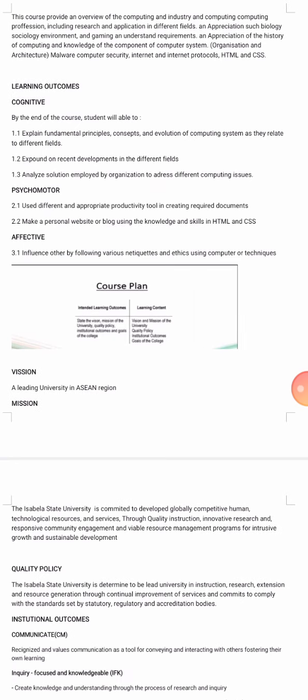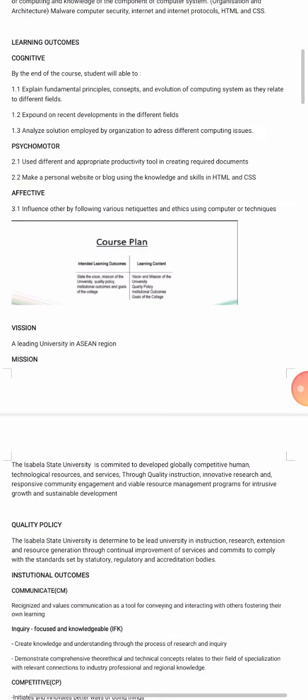Psychomotor. 2.1 use different and appropriate productivity tools in creating required documents. 2.2 make a personal website or blog using the knowledge and skills in HTML and CSS. Affective. 3.1 Influence others by following various netiquettes and ethics using computers and techniques.